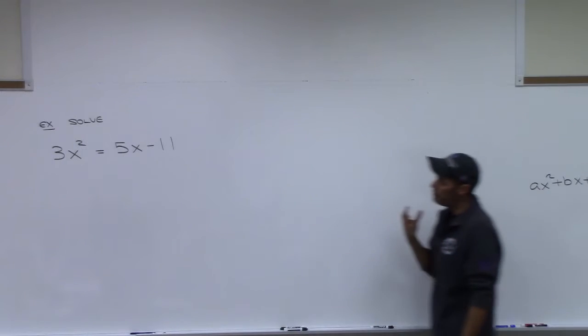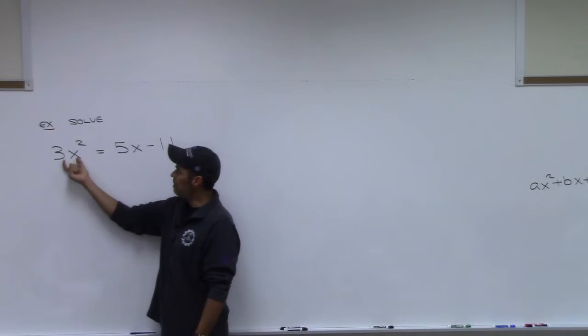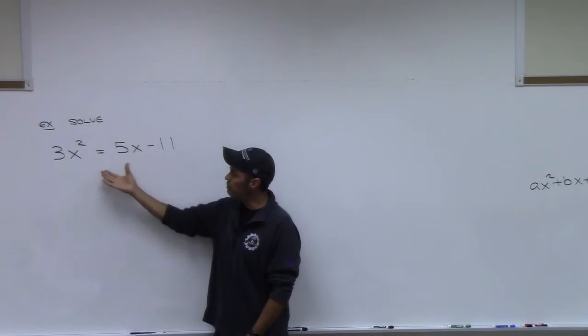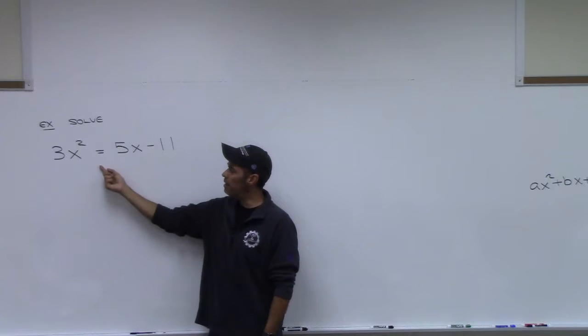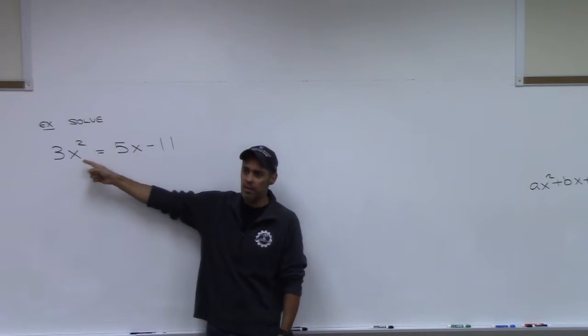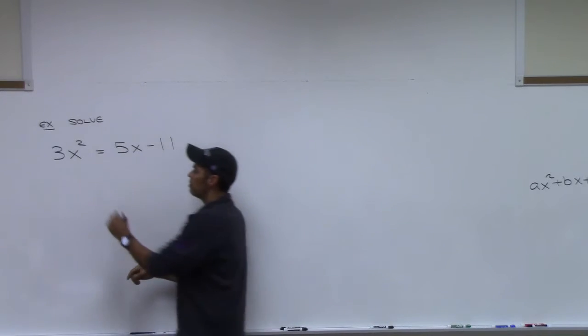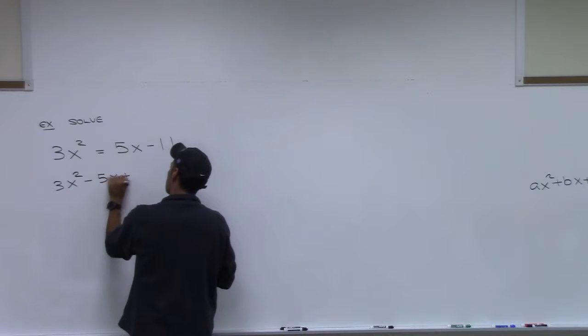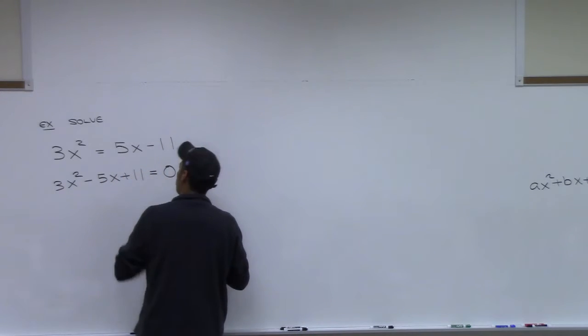So what I'm going to do is I'm going to leave the 3x squared here. I'm going to move this one over and this one over. And what happens when I move those over? Like when that goes over there and that goes over there, to change the sign. So this is going to become minus 5x over there and plus 11. So we've got 3x squared minus 5x plus 11 equals 0.